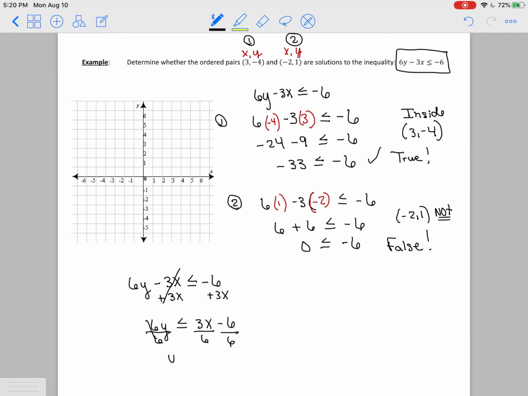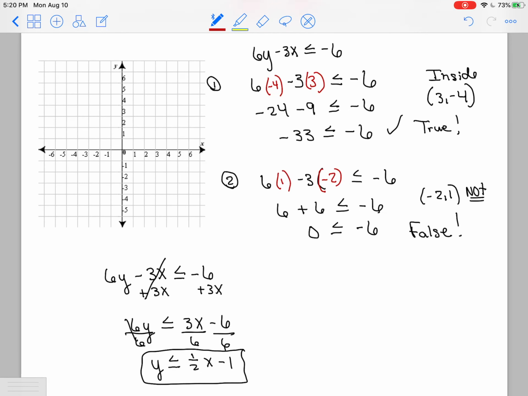In this case, we had a positive coefficient, so the sign still holds true. 1/2 x minus 1. All right, so here is our inequality. And so we're going to go ahead and graph that. So our y-intercept is at -1. I'm going to use a different color. Zoom in a bit. Here's our y-intercept at -1.